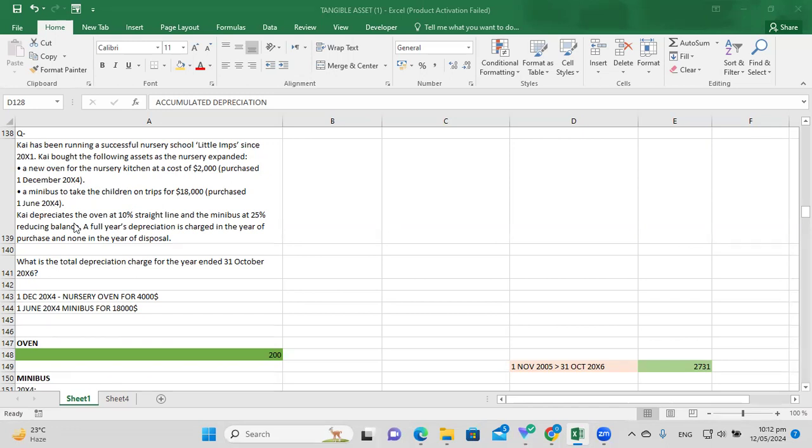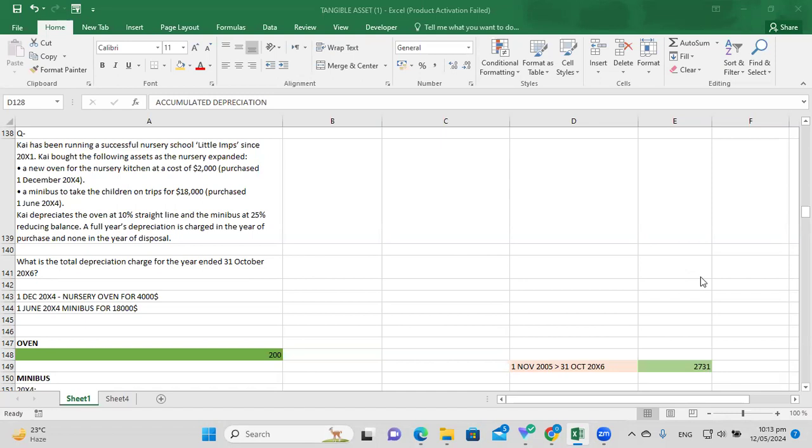Now let's have a look. Kai depreciates the oven at 10% straight line and the minibus at 25% reducing balance. It is written that a full year depreciation is charged in the year of purchase and not in the year of disposal. So that's our point that we learned a few minutes back, that we will charge full depreciation in the year of purchase, but we won't charge any depreciation in the year of disposal.